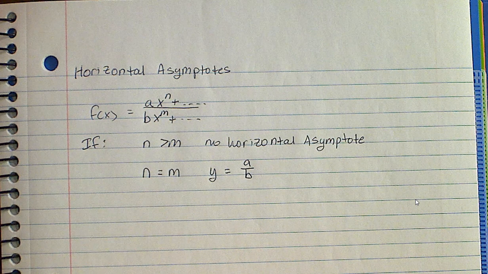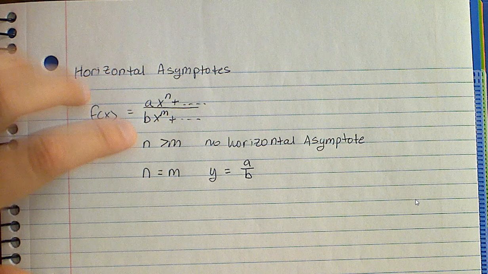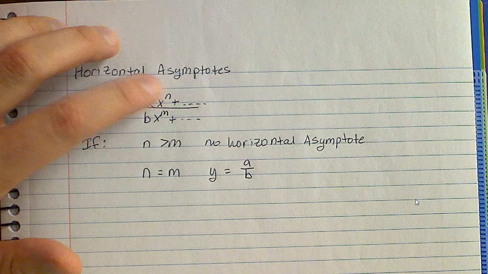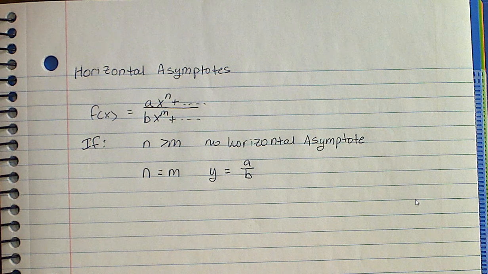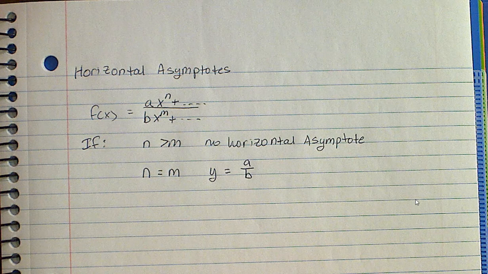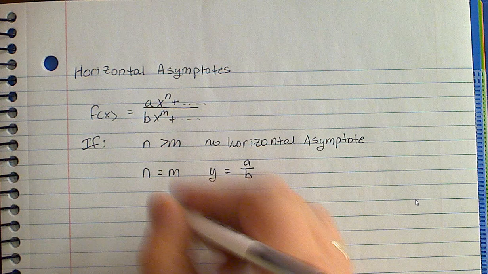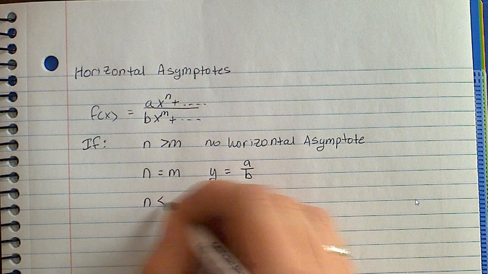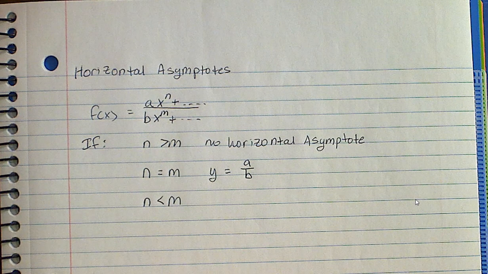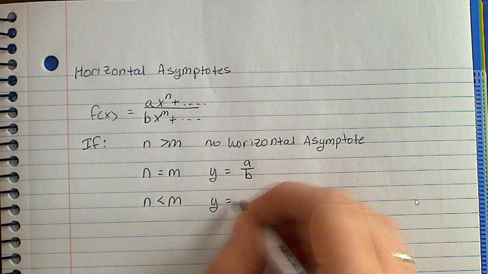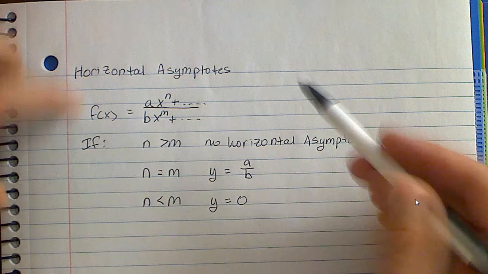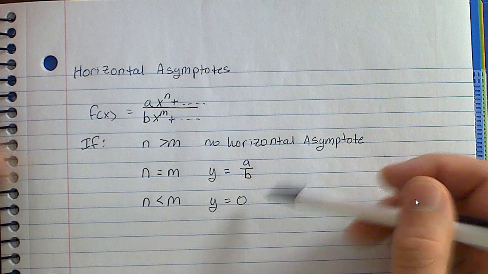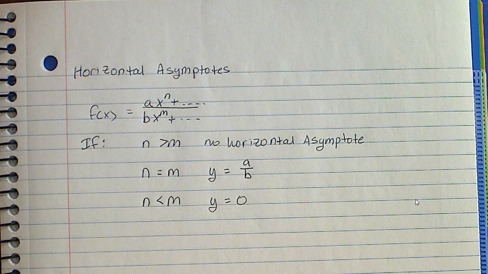You can probably guess what the next situation is. You've got n greater than m, so if the power on top is greater than the power on bottom, no horizontal asymptote. Create something called an oblique asymptote. We don't need to cover that right now though. N is less than m? Yeah. The third situation is if n is less than m. In that situation, your horizontal asymptote is at y is equal to 0. And there's a lot of math behind this, but for right now, I'm fine with just showing you the rules and then how to apply them.